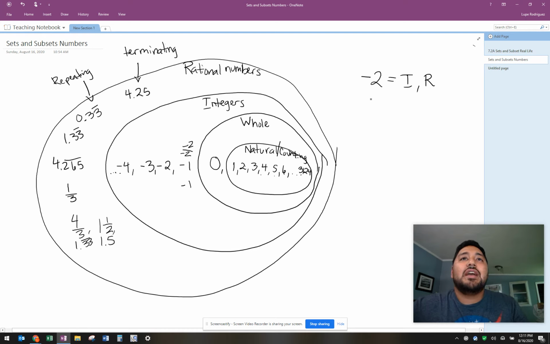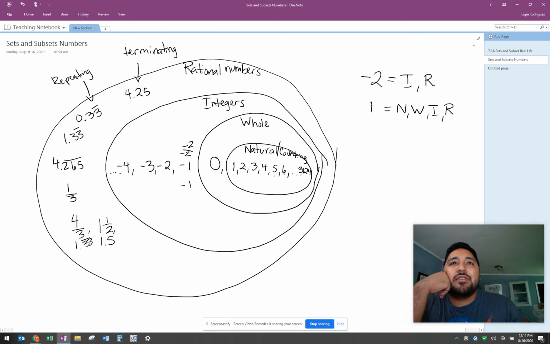Now let's try the number 1. The number 1 is a natural number. If it's a natural number, it's also a whole number. And if it's a whole number, it's also an integer. And if it's an integer, it's also a rational number. But on a visual representation like this, you would put it in the natural numbers box, because when you put it in this box, you're saying it is all of these.